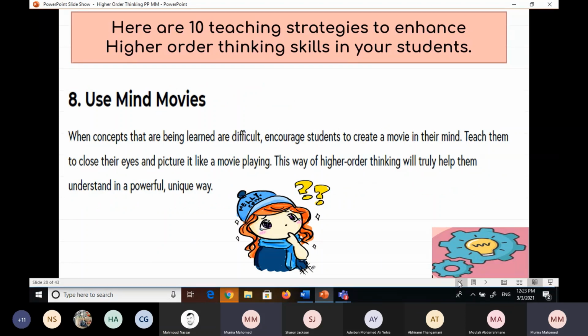Using mind movies. Well, it's very similar as well. This is just planning a whole movie in their head so that they can understand when concepts that are being learned are very difficult. Some students take a very long time to grasp them. So encourage students to create a movie in their mind. That means tell them to close their eyes, think of a picture like it was a movie playing, and ask them, what do you think would happen next in this movie, right? This way of higher order thinking truly helps them understand in a very powerful and unique way.